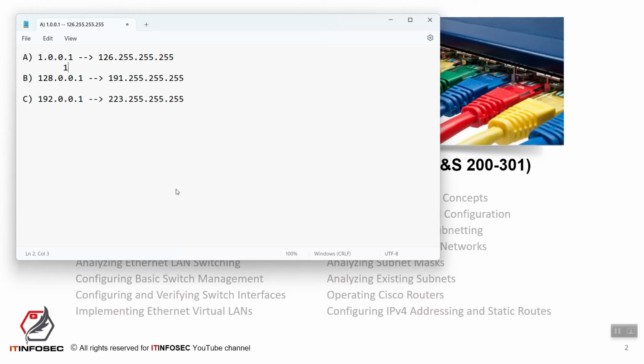In class A, the range of 10.0.0.1 to 10.255.255.255 is private. In class B, 172.16.0.1 to 172.31.255.255 is private, and in class C, 192.168.0.1 to 192.168.255.255. These are private IP addresses in each class and are just usable in a local area network.